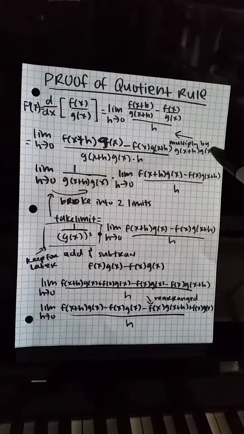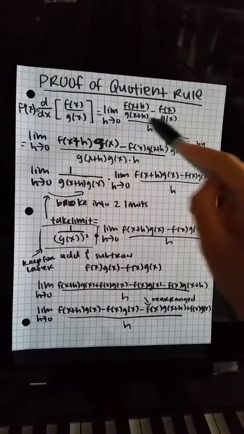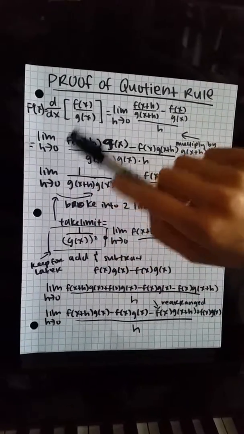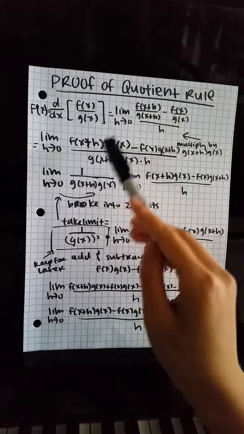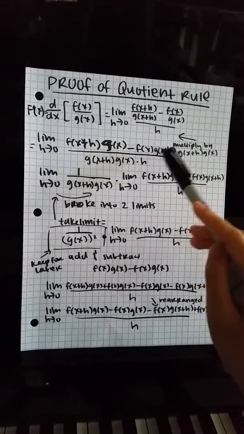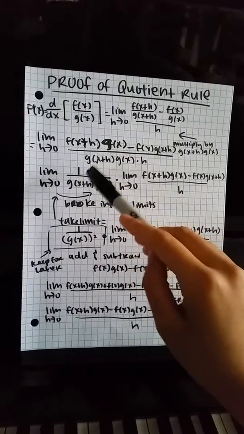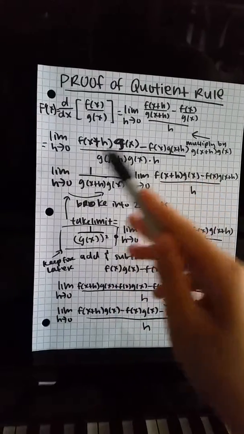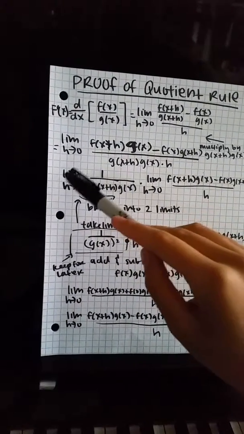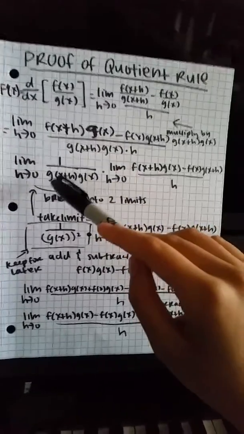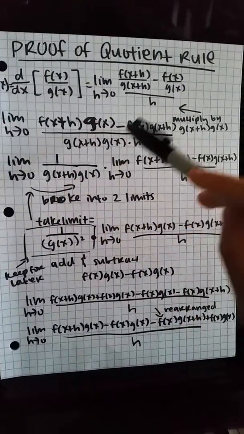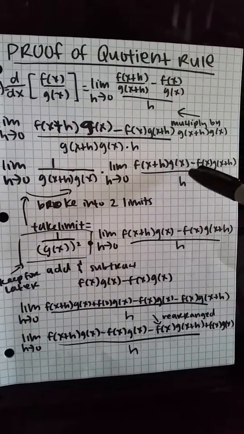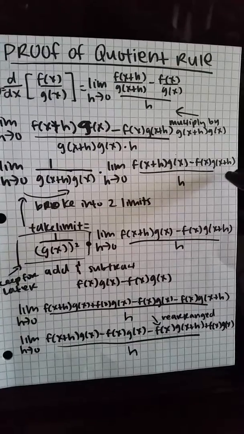And so if we multiply everything here by g of x plus h times g of x in order to remove the denominator, it would give us the limit as h approaches 0 of f of x plus h times g of x minus f of x times g of x plus h, all over g of x plus h times g of x times h. And so if we split this into two limits, one of the limit as h approaches 0 of 1 over g of x plus h times g of x, times the second limit as h approaches 0 of f of x plus h times g of x minus f of x times g of x plus h, all divided by h.